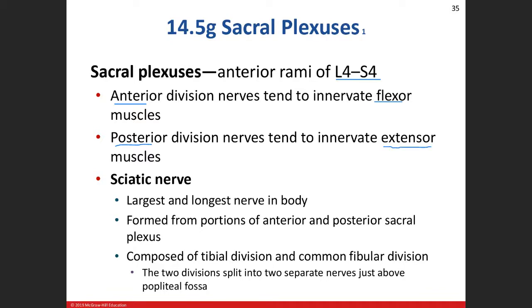So our sciatic nerve in this situation is going to get contributions from both the posterior and the anterior divisions to make up the sciatic nerve. Then our sciatic nerve will split behind the knee into the common fibular nerve and the tibial nerve. We'll talk about those individually here. I'll give you a second to write some of that down.